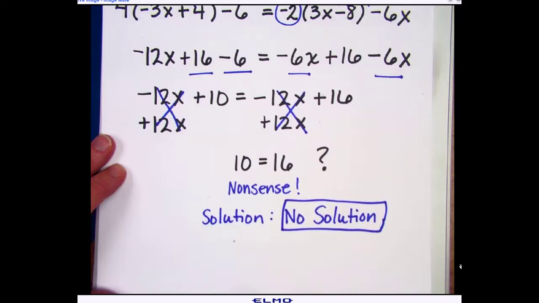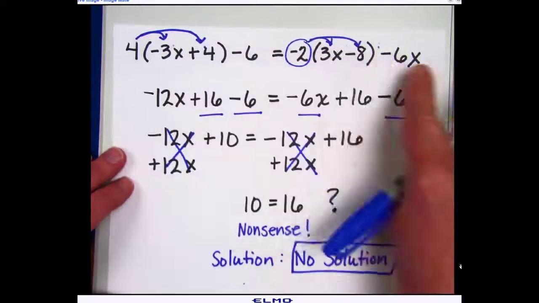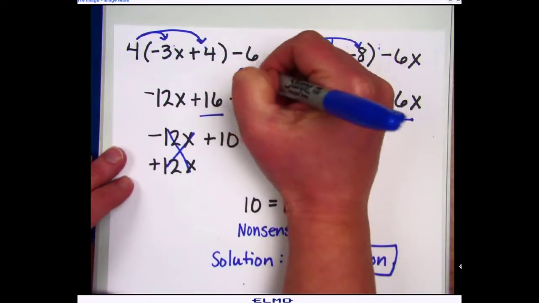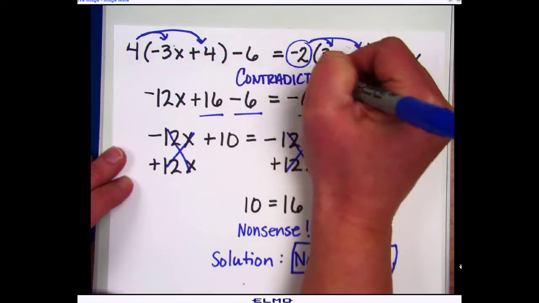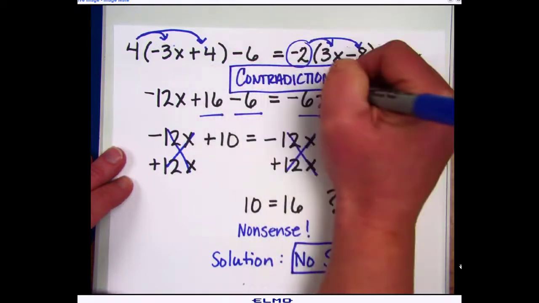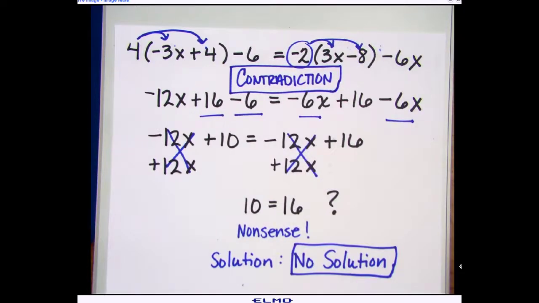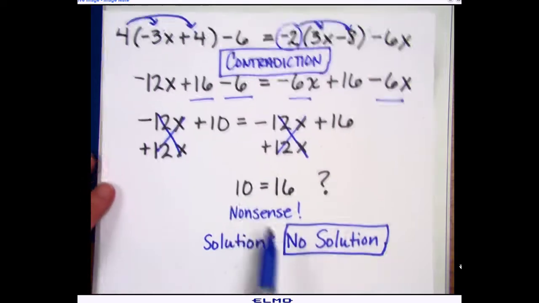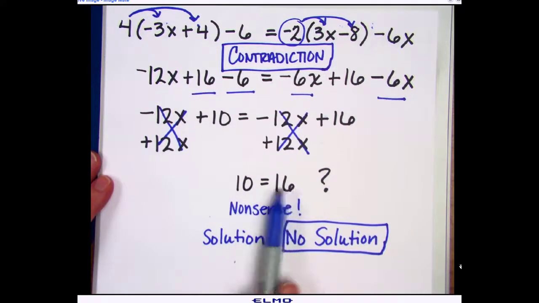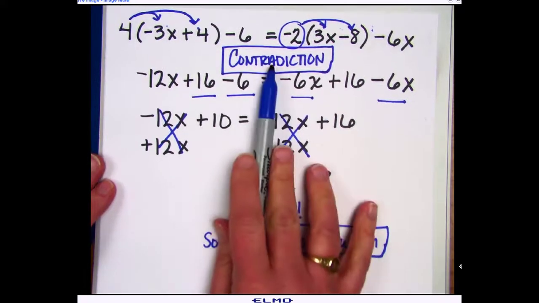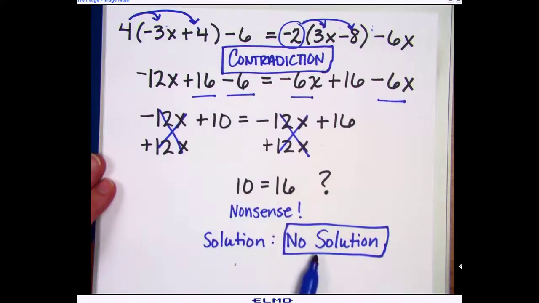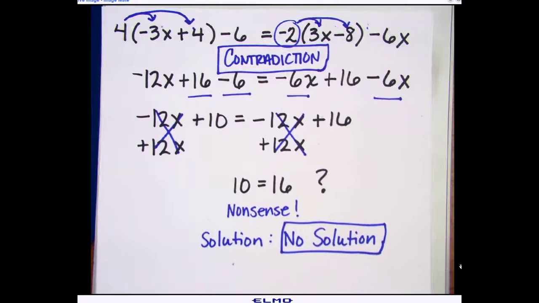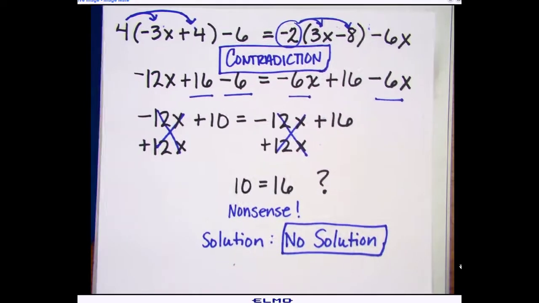And if we're asked to classify our equation up here, we call this a contradiction. And that makes sense, right? A contradiction is when we say something contrary to something else. So when we end up with two things that aren't equal, saying that they are equal, it's a contradiction. So we classify the equation as a contradiction, and the solution is there isn't any. And typically we say no solution.